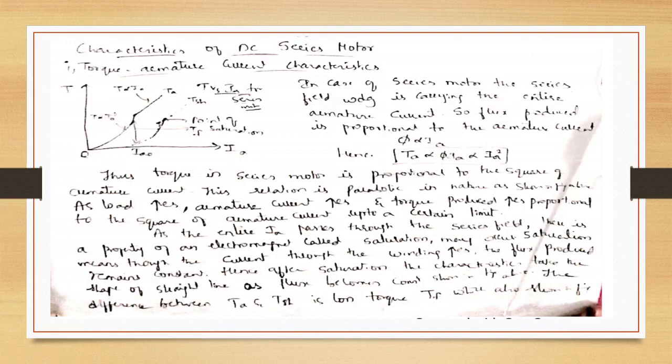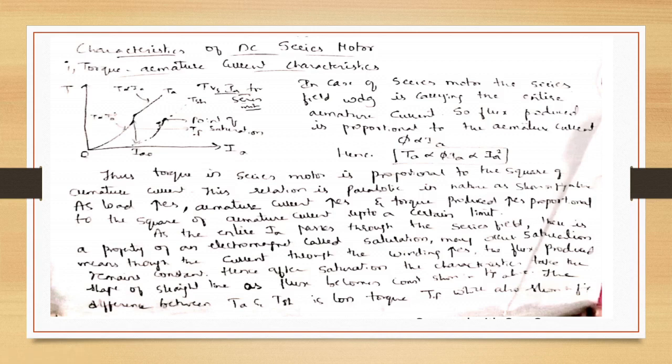Now let us see the characteristics of DC series motor. First one, under that, torque armature current characteristics. Torque is proportional to phi Ia and phi is proportional to Ia. So torque is proportional to Ia square. This is parabolic in nature, and we can see in the graph Ia on x-axis, torque on y-axis. This is torque proportional to Ia square.